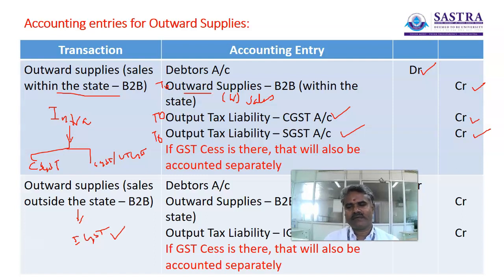Okay. But when you collect IGST, 50% of the IGST will go to the central government, the remaining 50% of the IGST will go to the state government. So here also debtors account debtor, to sales, to output tax IGST. Credit. So debtors account debtor, sales account credit, IGST credit. This is the entry for outward supplies we have to pass.